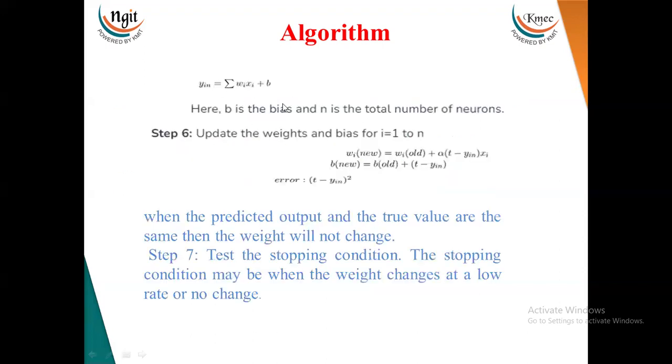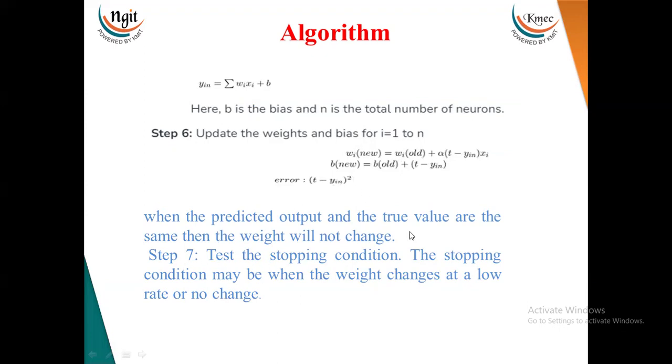This is computing the net input and output, updating the weights. This is the delta rule. So W_i new equals W_i old plus alpha, the learning rate, times (t minus y_in) times x_i. And the bias is also changed: B new equals B old plus (t minus y_in). And this is your error rate. So error equals (t minus y_in) whole square.